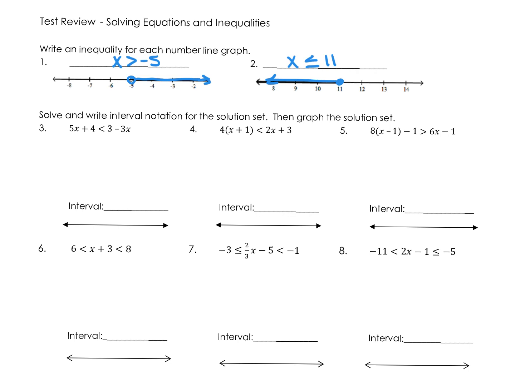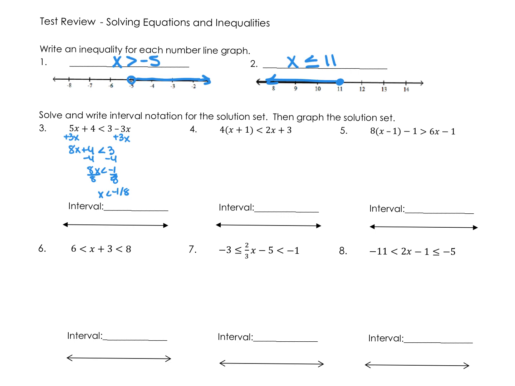For these inequalities down here, we're solving for x. I like to start by moving my x's to the same side first, but you can start in a different order if you want. If I add 3x to both sides, I'll get 8x plus 4 is less than 3. Then I'll subtract 4, and I'll get 8x is less than -1. Divide by 8, and we get x is less than -1/8.